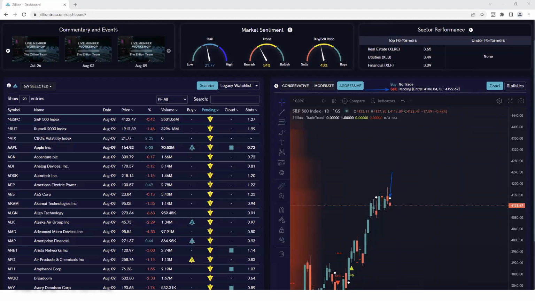But you'll notice that we've got our suggested entry price if we were to take a short signal. In this case, the algorithm is suggesting an entry to the short side of 4106.05. So this, of course, is algorithmic and doesn't involve any human discretion.